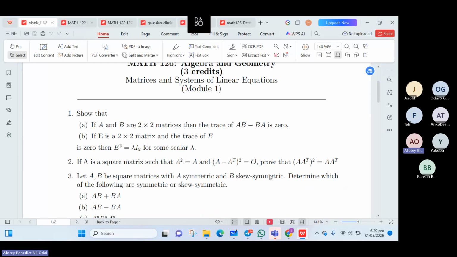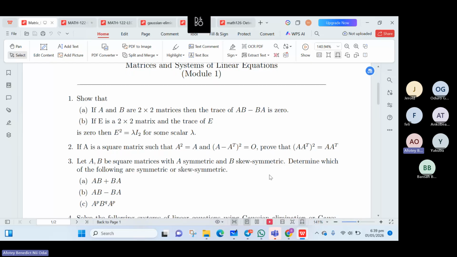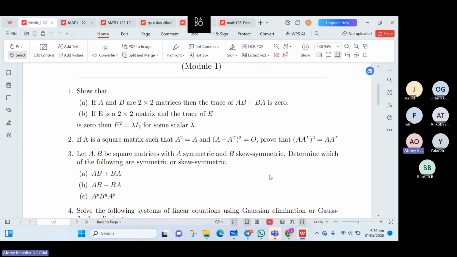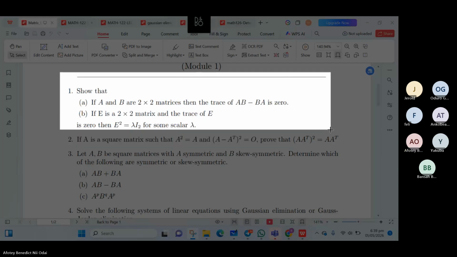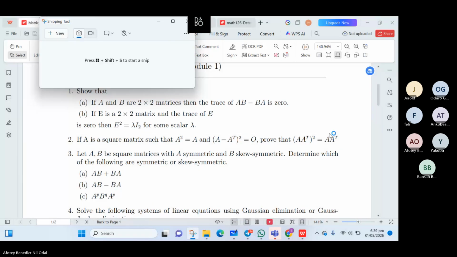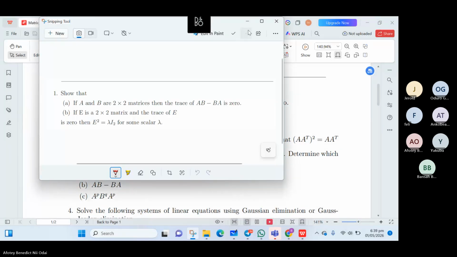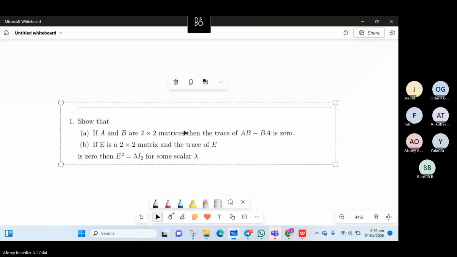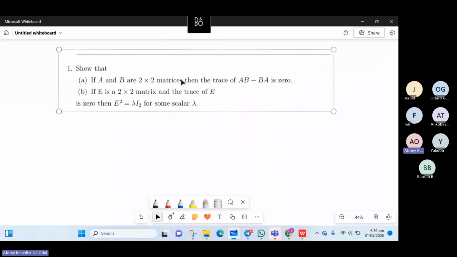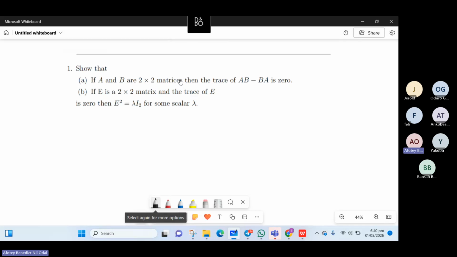So let's start with the very first one. If A and B are 2x2 matrices, then the trace, let's take a picture of this, then we continue from there. Okay. So if A and B are 2x2 matrices, show that the trace of AB minus BA is 0. As we saw in the class the last time, right?